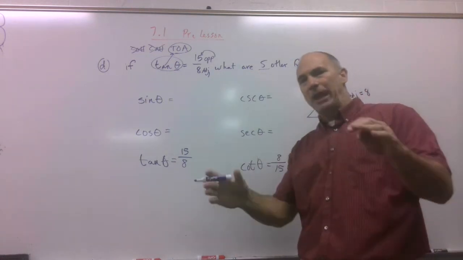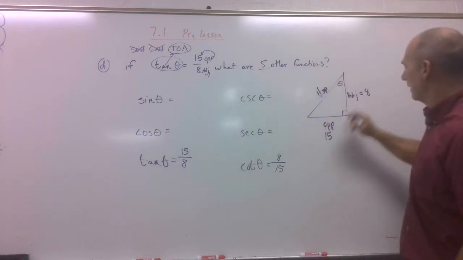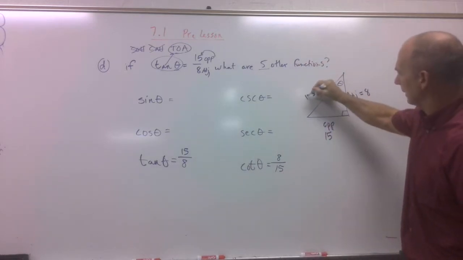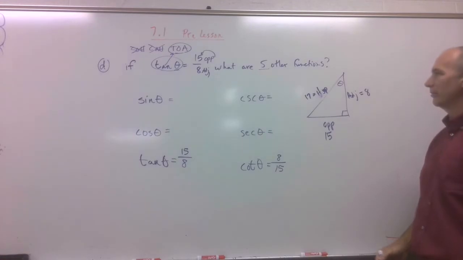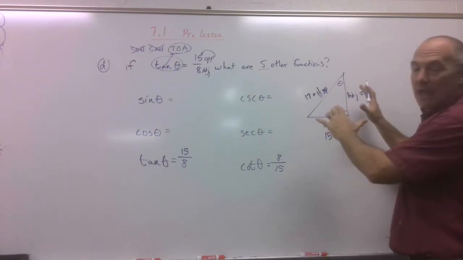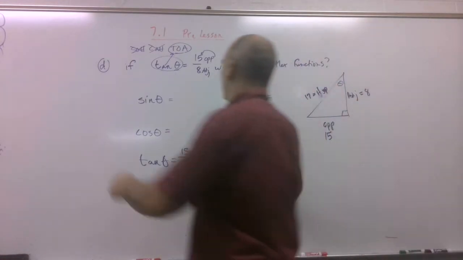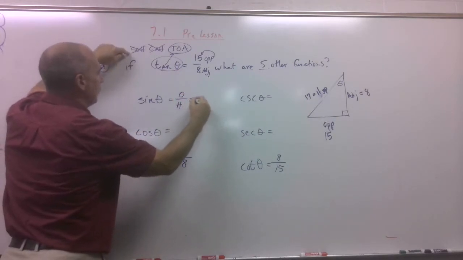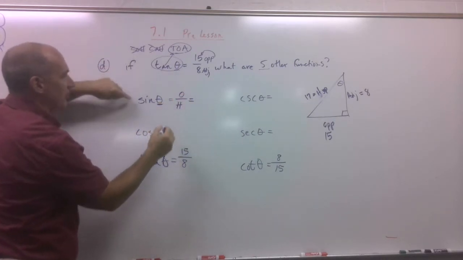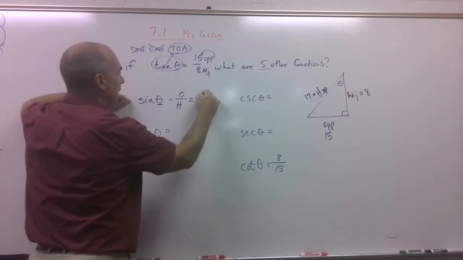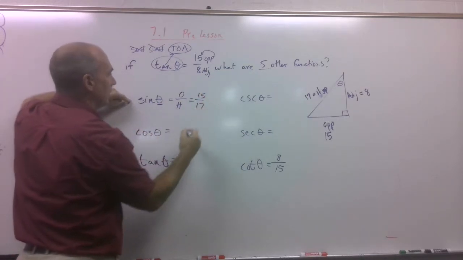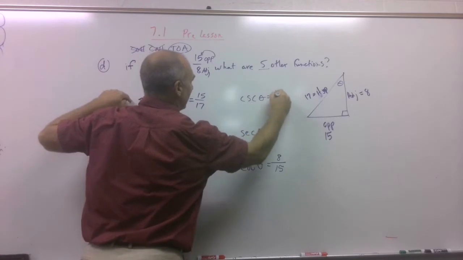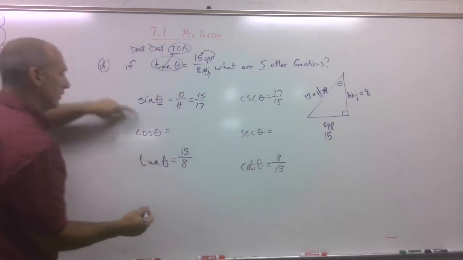We don't need to use Pythagorean theorem as a family. 8, 15, 17. Okay, we got all our sides. And if you have all your sides, you can find all your trig functions. Remember, it's telling us opposite over hypotenuse. That's your reference angle, so the opposite is 15, hypotenuse is 17. If I flip that, I get 17 fifteenths.